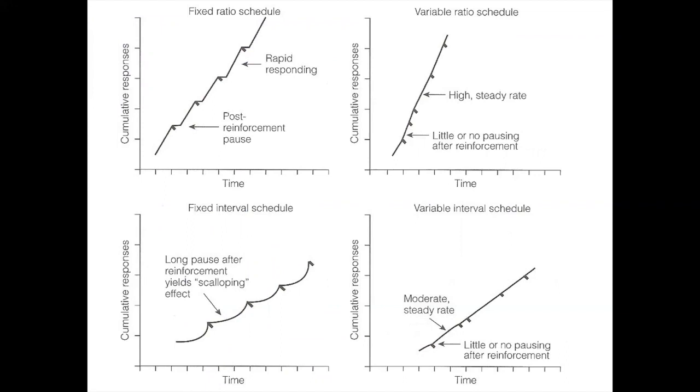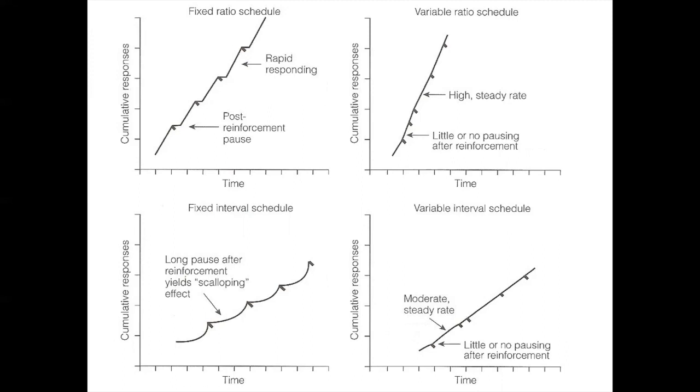And as I mentioned in my last video lecture, it's pretty easy to understand why that would be the case. Because after all, on a ratio schedule, making more responses always means getting more reinforcers, right? It pays to respond at a high rate on a ratio schedule because the more often you make the response, the more often you're going to obtain the reinforcer. There's a direct linear relationship between your response rate and your reinforcer rate on a ratio schedule. That's not true on an interval schedule.